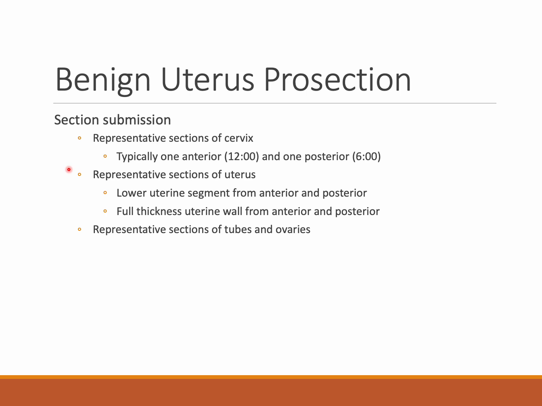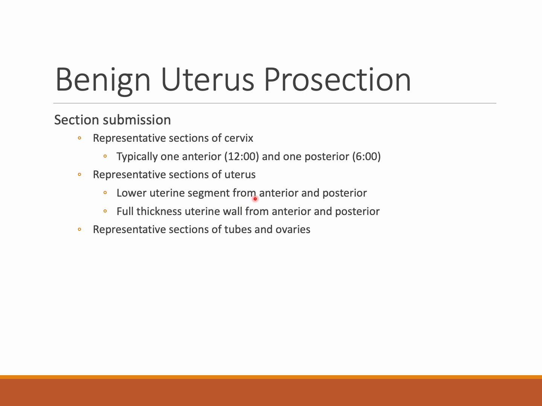So everything's going to be an anterior side and a posterior side. So you want to get an anterior cervix or a 12 o'clock cervix and a posterior cervix or 6 o'clock. You're also going to need sections of the uterus. Now, if there was a subtotal, then obviously you can disregard your cervical sections, but you'll still want to get your sections of the uterus here.